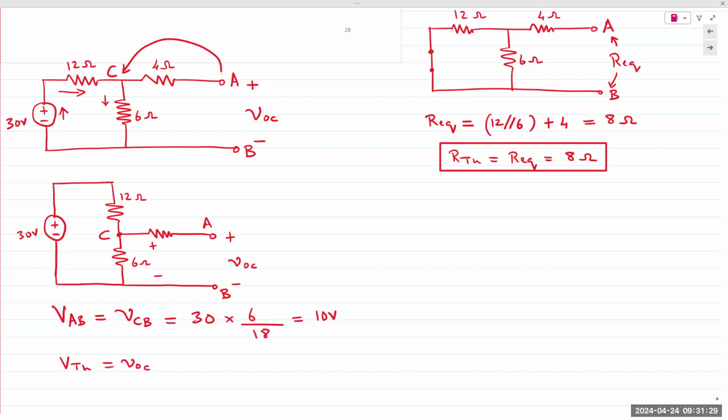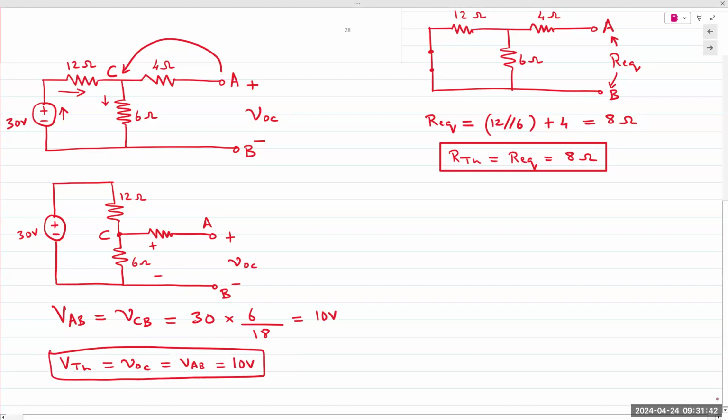VTH is equal to the open circuit voltage, which is VAB, which is 10 volts. Don't need an oval.